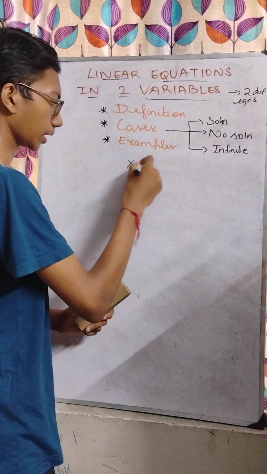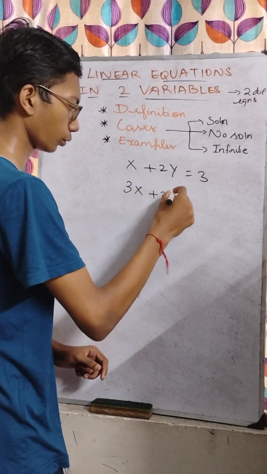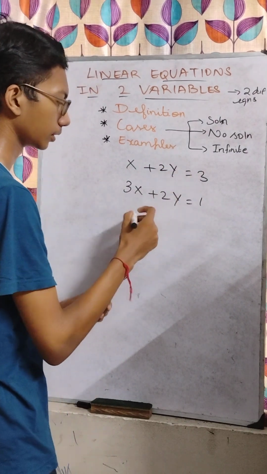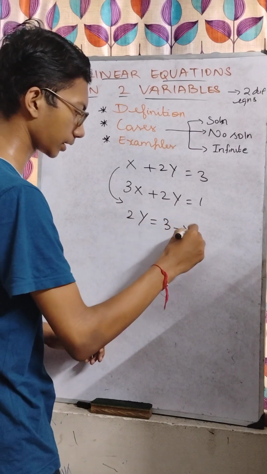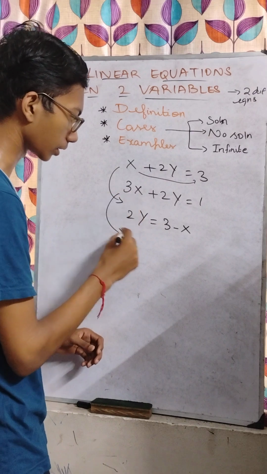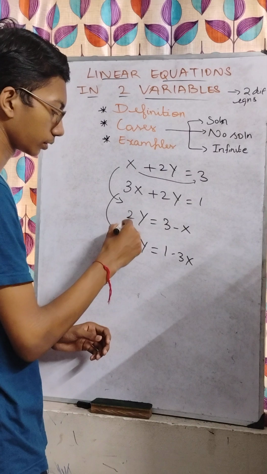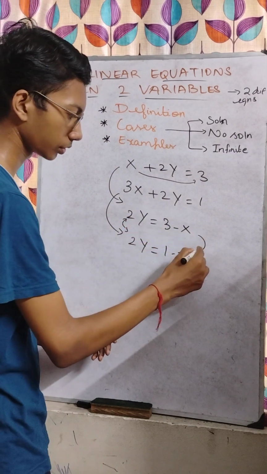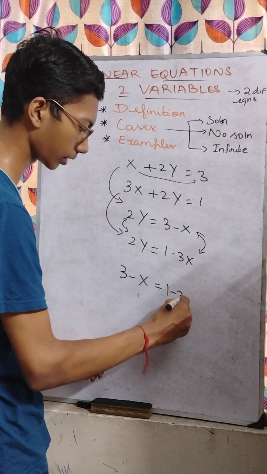Next problem is, let's take x plus 2y equals 3 and 3x plus 2y equals 1. So this we will do with another method. From this equation I am going to write 2y equals 3 minus x, just taking this x to the other side. From this equation I will take 2y equals 1 minus 3x. Now the values on the left side of the equal sign are the same, so this must be the same too. So we get 3 minus x equals 1 minus 3x.